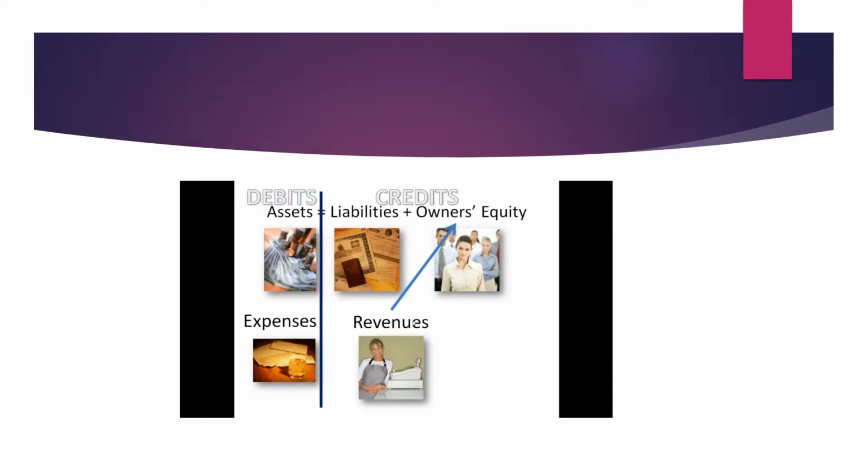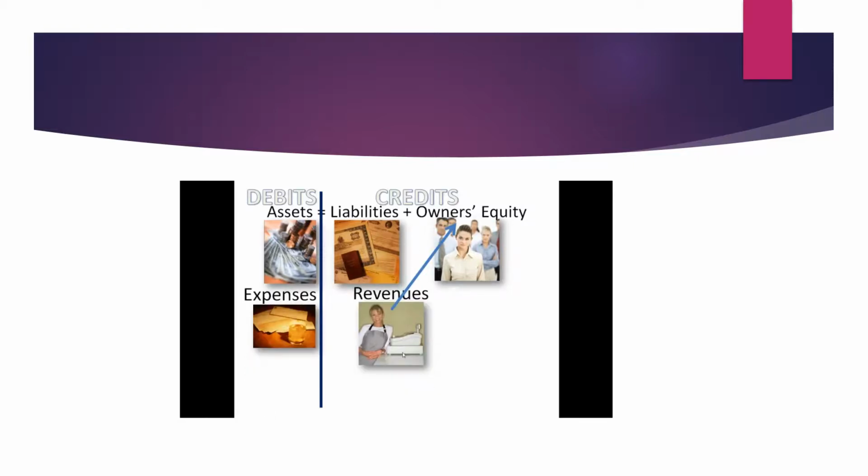This is debits and credits. Debit accounts are assets and expenses. Credit accounts are liabilities, owner's equity, and revenues. It's extremely important to understand which accounts are debits and which accounts are credits because they're treated in opposite ways on the books of the company.